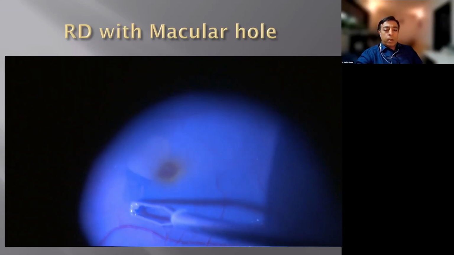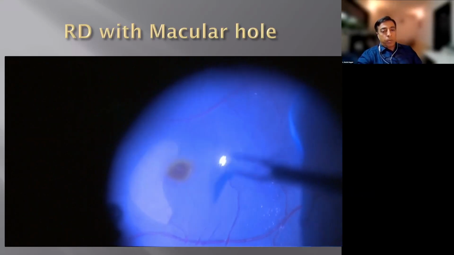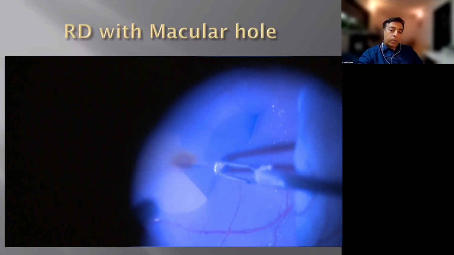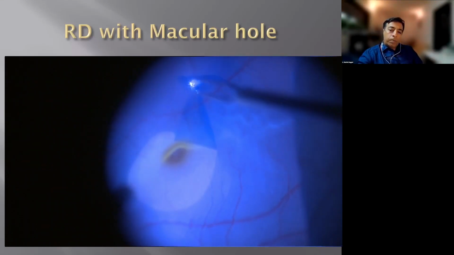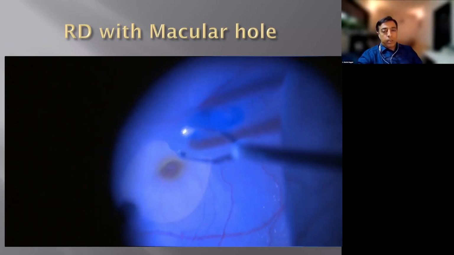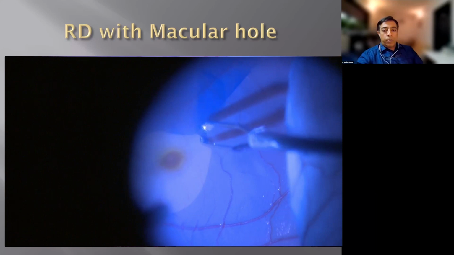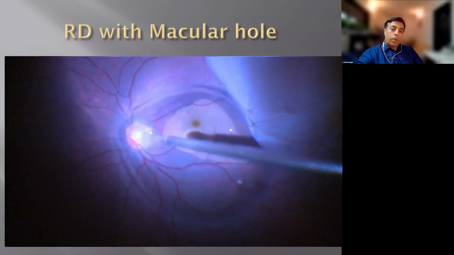So I always start off peeling without PFCL, but if I feel that I'm not getting a good grasp because of the mobility of the retina, then I would put PFCL in these cases. So one could always do it without PFCL to begin with and use it when it's required.